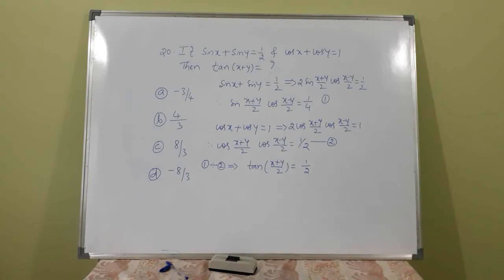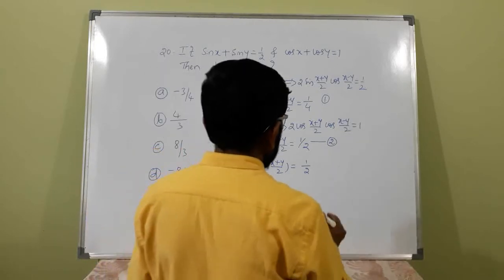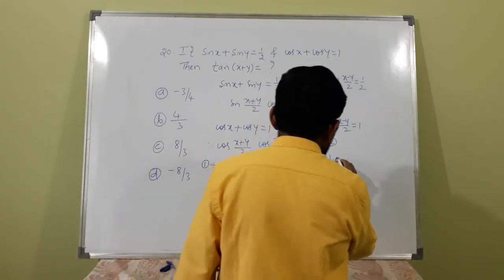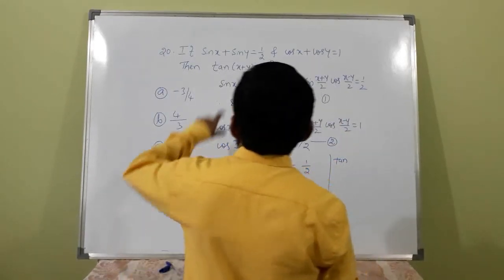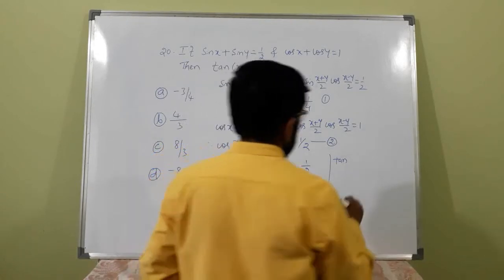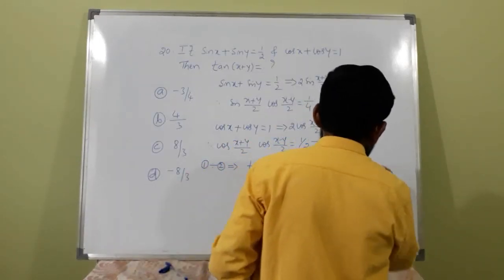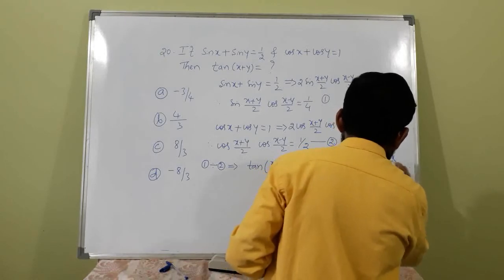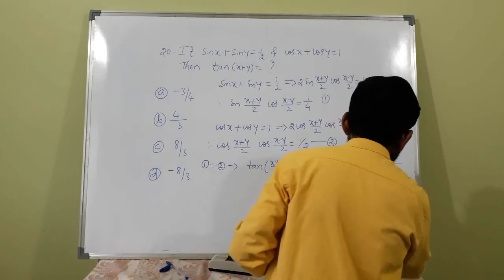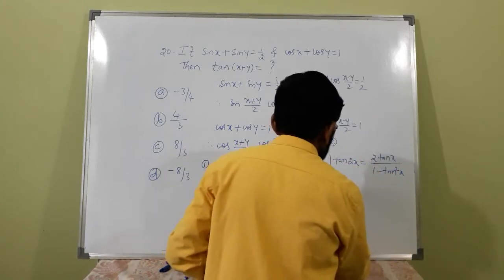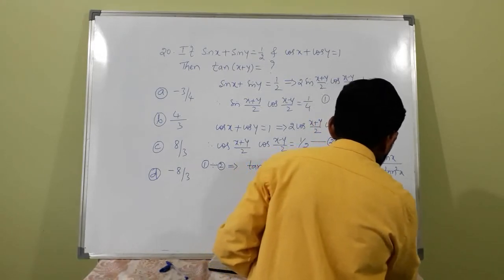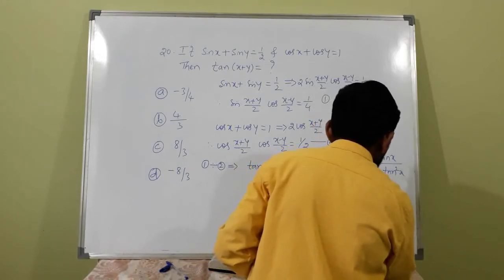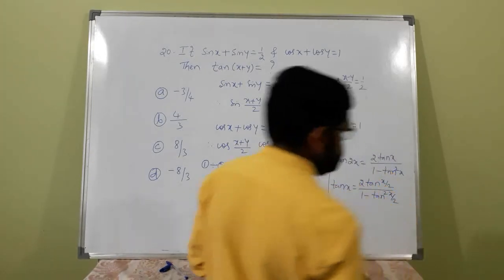So what? tan(x plus y) is required. Tan 2x is equal to 2 tan x divided by 1 minus tan squared x. What is tan x? 2 tan(x/2) divided by 1 minus tan squared(x/2), isn't it?